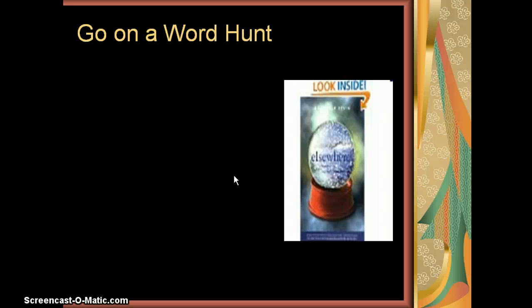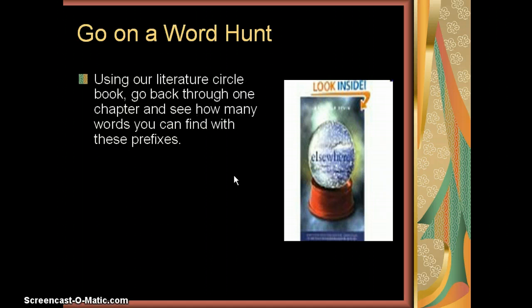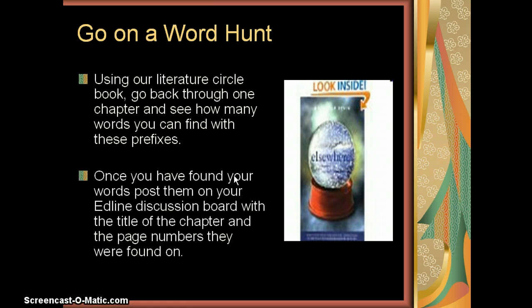The next activity you're going to do is go on a word hunt. Using our book for literature circles, I'd like you to pick a chapter and go through that chapter and see how many words you can find with the prefixes that we've been using in class. Once you've found your words, post them on the Edline discussion board with the title of the chapter and the page numbers they were found on. You may also look at your peers' words and see who found the most.